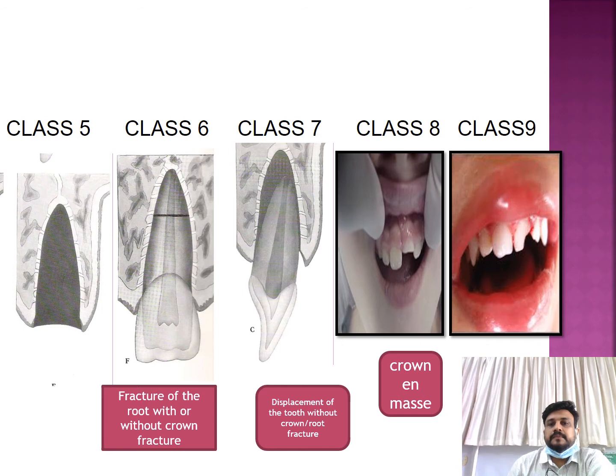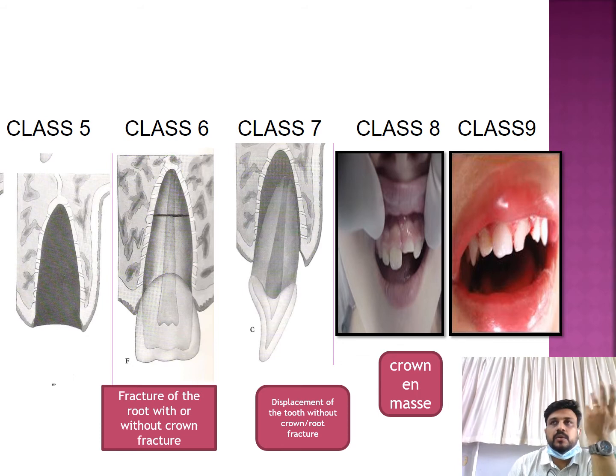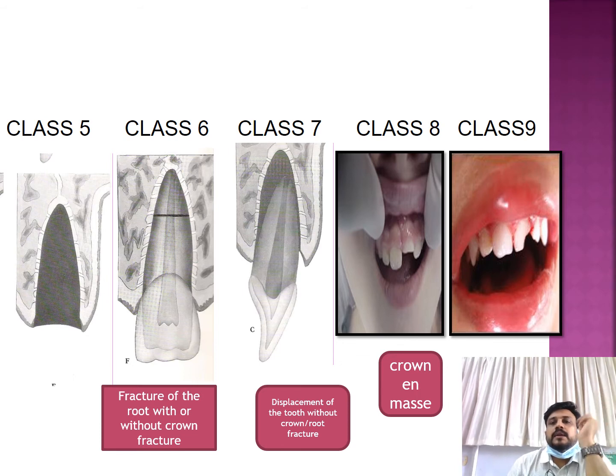Then class 9. I told you, any fracture that involves enamel, dentin, pulp, or all these things, or the root, anything and everything involving primary dentition is supposed to be termed under class 9.